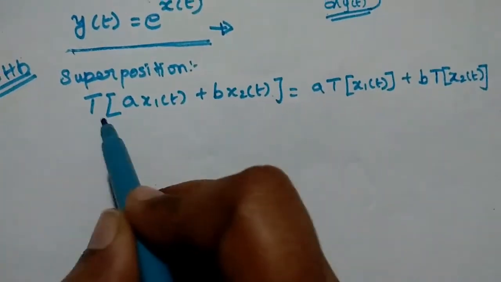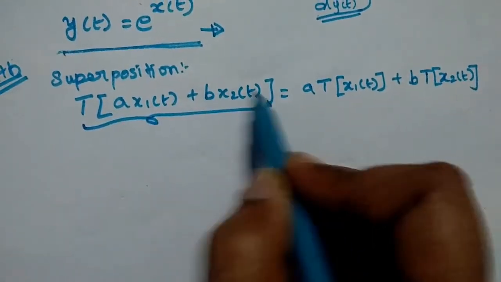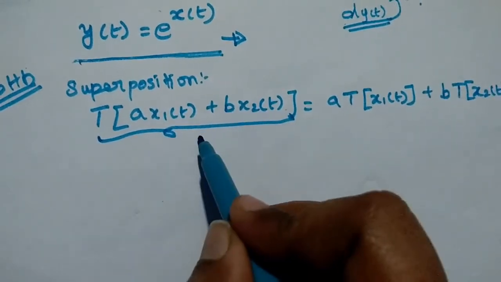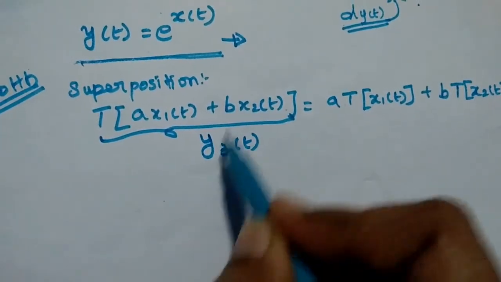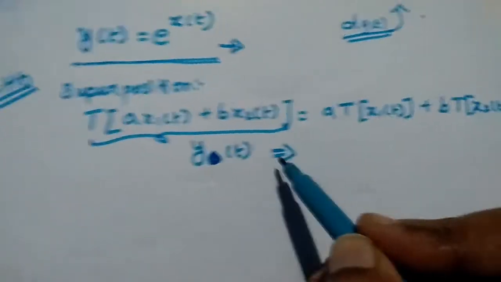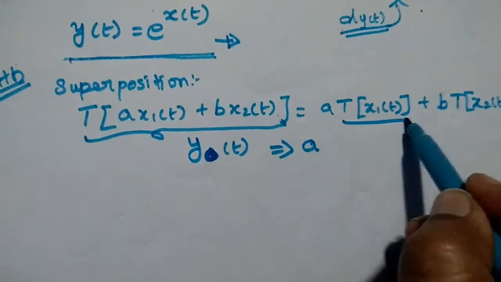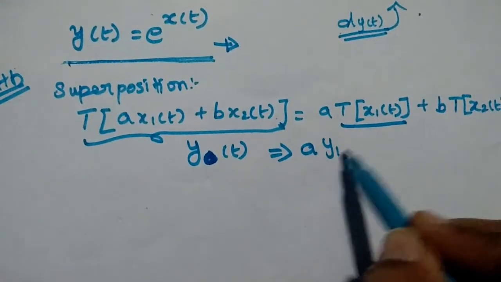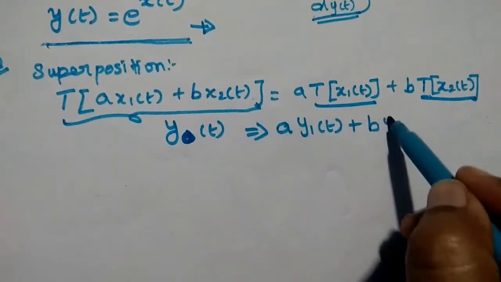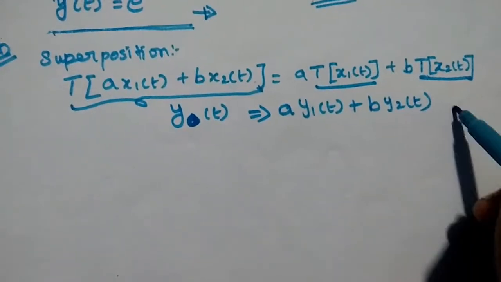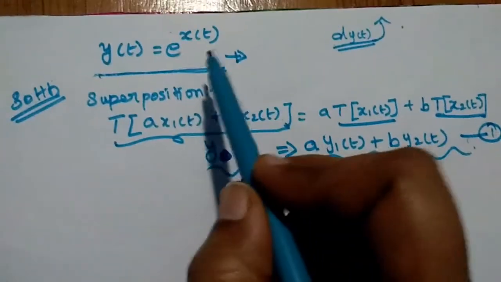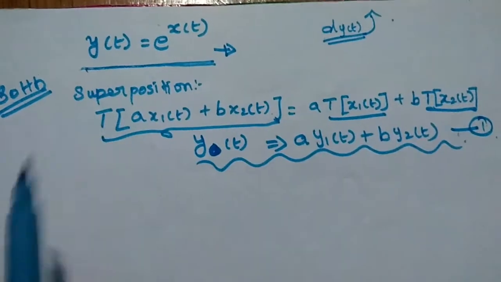The superposition principle can also be written as, okay, that response of a x1 of t plus b x2 of t can be written as y3 of t. That is the response, some output response, that overall output response. That is equal to a into the response of x1 of t, which is a into y1 of t, plus the response of x2 of t, which is b into y2 of t. Correct? So now we are going to prove this concept. This part is very, very important in case of such kinds of problems.